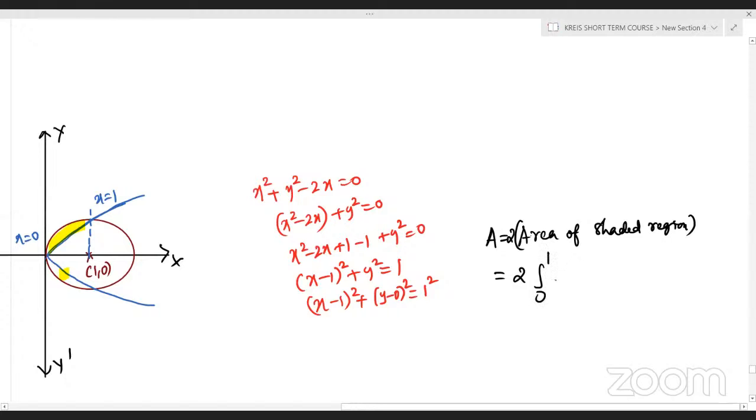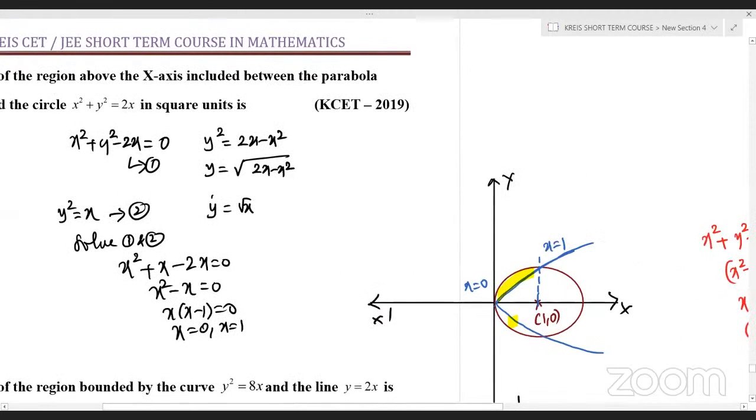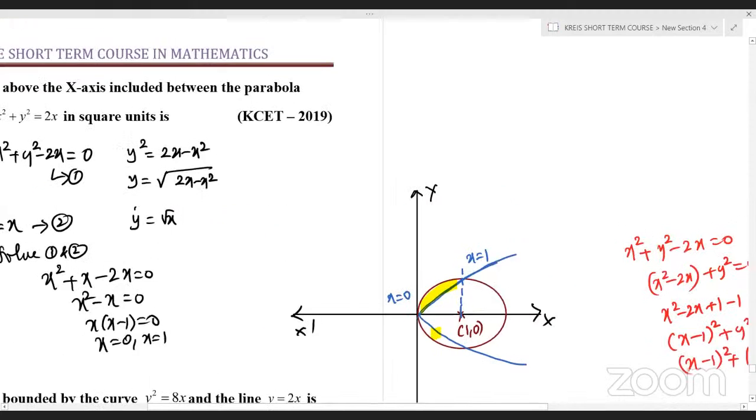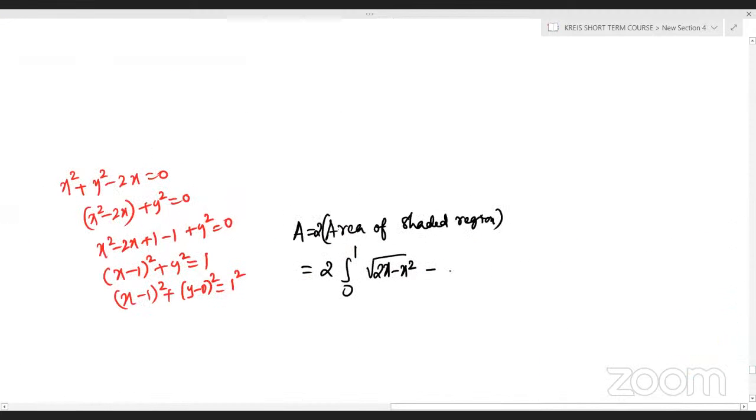You can write the circle. In the circle, we have already found out y, look. Y is going to be root of 2x minus x square. It is square root of 2x minus x square minus the parabola, you know what is y? It is going to be root x. This is integrated with respect to x. Now it will be 2 times integral from 0 to 1 root of 2x minus x squared. How do you integrate this one? Square root of 2x minus x square. Check.